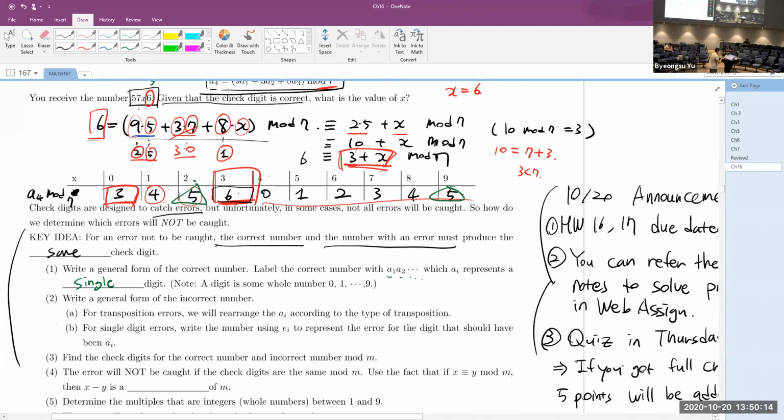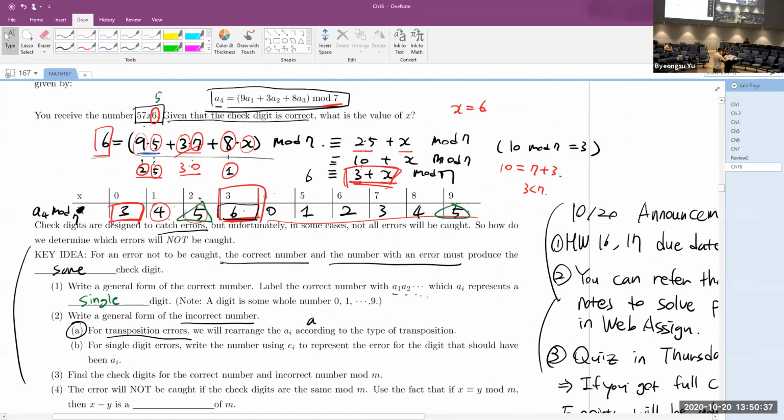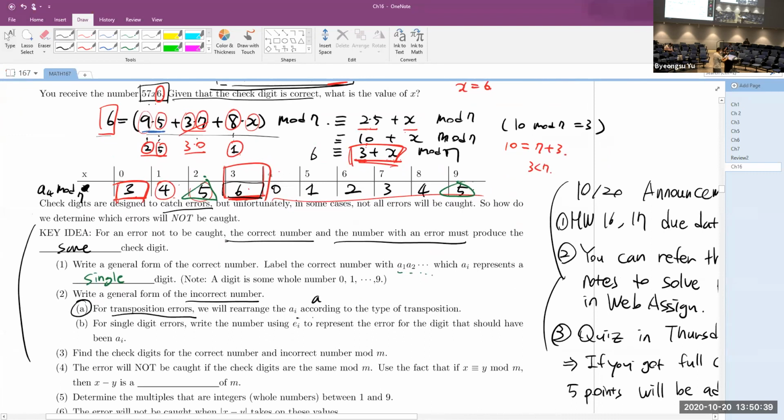So a digit is just a number from 0 to 9, right? So it is just less than 10. And after that, write a general form of the incorrect number. So the case of A is just a transposition error, which means you just write down this, the second case that I mentioned in this one. So you can just rearrange the A_i's according to the type of transposition.